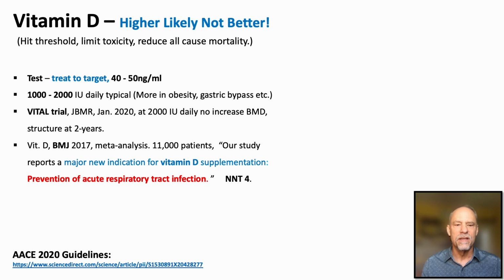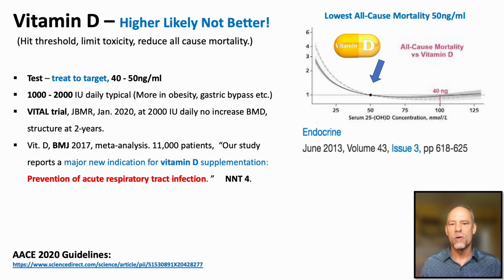Just an aside that vitamin D is effective at other things like prevention of acute respiratory illnesses. The number needed to treat there is only 4. The other thing to know is that in an all-cause mortality graph, the lowest all-cause mortality is when the vitamin D level is about 50. So that's what I aim for in most of my patients. Vitamin D3, somewhere between 2,000 and 5,000 daily. But I don't just go on the dose. I treat to their target, treat to their response, and a target of about 50.